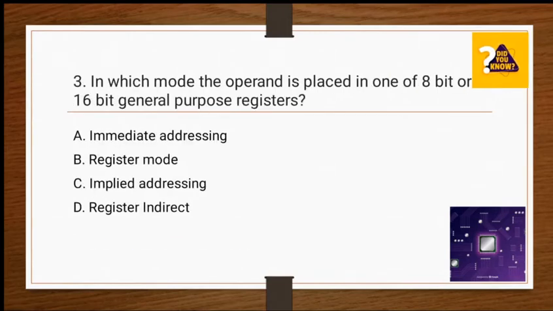The next one: in which mode is the operand placed in one of the 8-bit or 16-bit general purpose registers? The options are option A, immediate addressing; option B, register mode; option C, implied addressing; option D, register indirect. The answer is register mode.